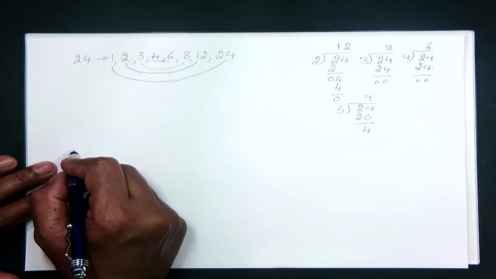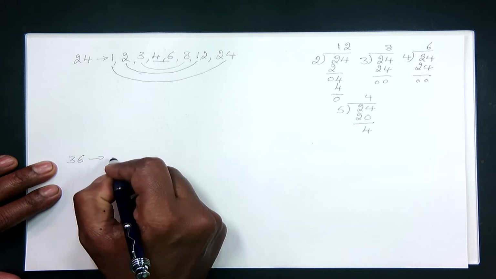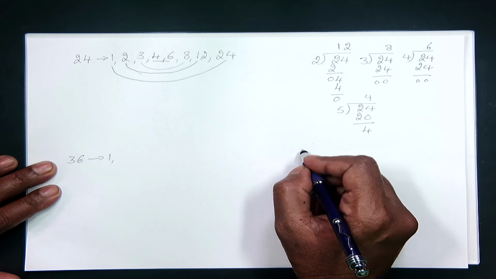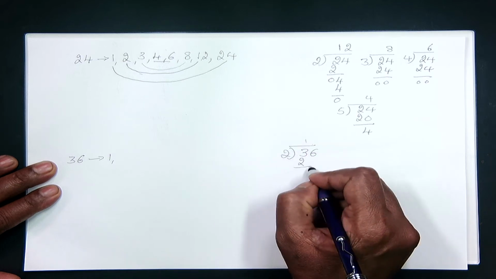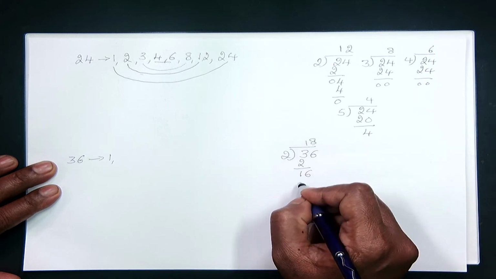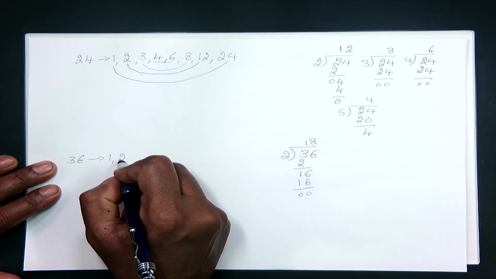Next, I will take one more number, that is 36. Yes, 1 is a factor of all numbers. Next, take 36, divide by 2, 2 ones are 2, remainder 1, take 6 down, 2 8s are 16, remainder 0, write 2 as a factor.